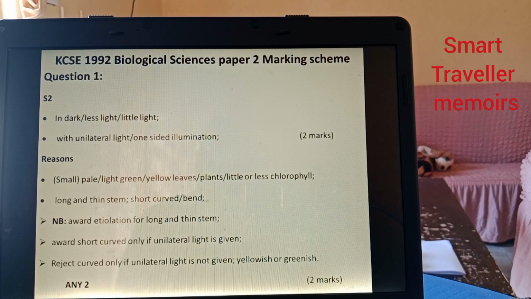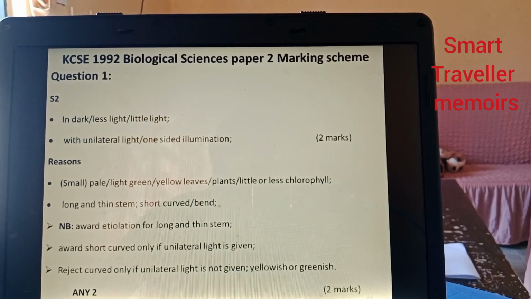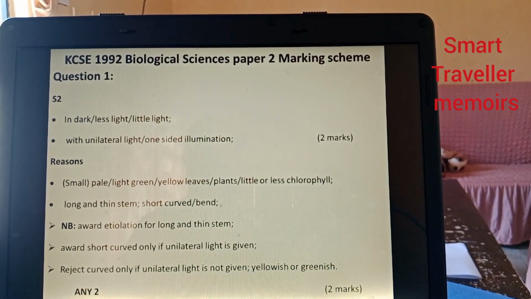Note, I want etiolation for long and thin stem. So if somebody just says etiolation, you give a tick. Reject curved only if unilateral light is not given. Yellowish or greenish should also be rejected because there is no color like yellowish or greenish. The color is yellow or green.